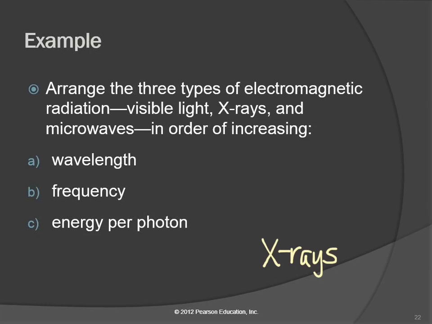Which one is more energetic? Visible light. Visible light goes in the middle, and microwaves. Now, microwaves, you might think, well, yeah, but they're in the microwave oven, and they make food hot. But they only make some food hot because it just resonates at that particular frequency. It doesn't make everything hot.